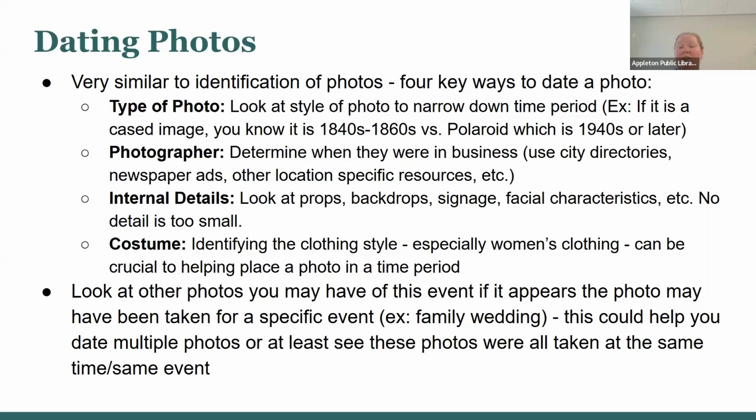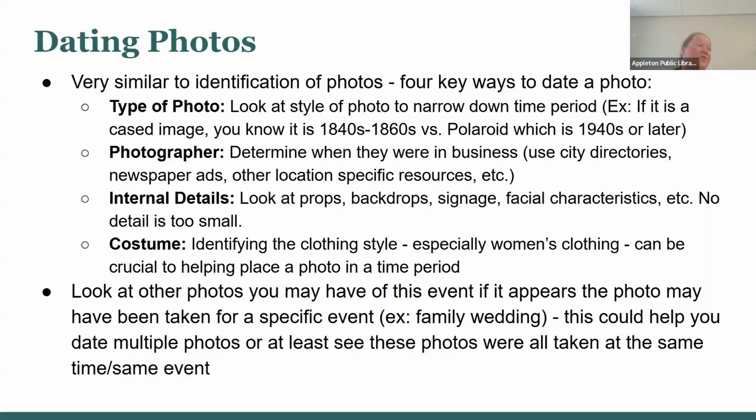For dating, it's very similar. There's kind of four key ways to date a photo. Again, type of photo, which we talked about a little earlier, looking at that style to narrow down that time period. Of course, if it's a cased image, it's a certain time period versus a Polaroid, which is a certain time period. Then the photographer, so determining when that photographer was in business. You can use city directories, you can use newspaper ads, any other location specific stuff. If you know you're looking for a photographer in Appleton, we have resources that you can use that are Appleton specific that could help you identify when that person was in business.